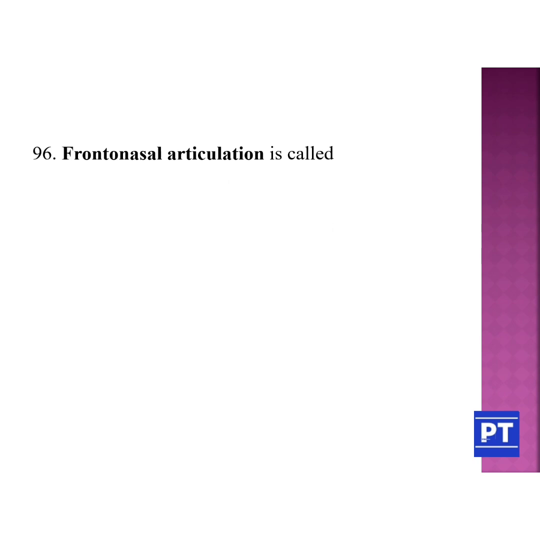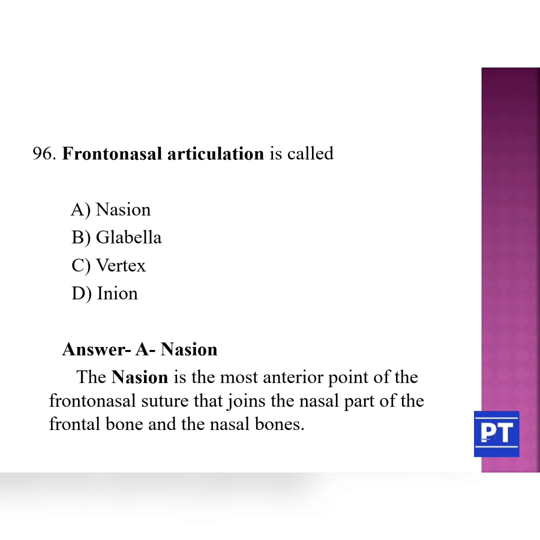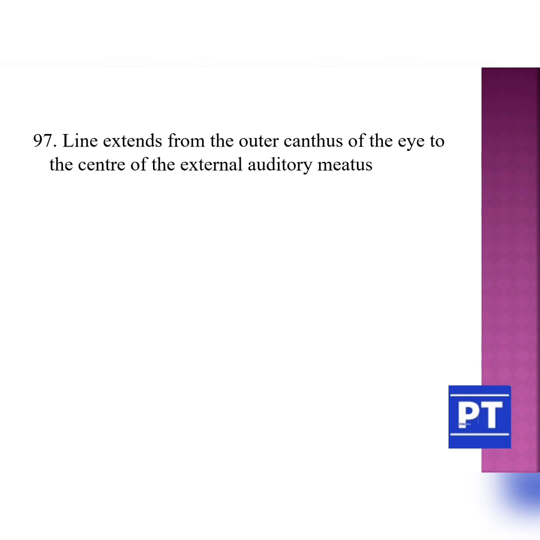Question number 96. Frontonasal articulation is called option A nasion, option B glabella, option C vertex and option D inion. The answer is option A nasion. The nasion is the most anterior part of the frontonasal suture that joins the nasal part of the frontal bone and the nasal bone.